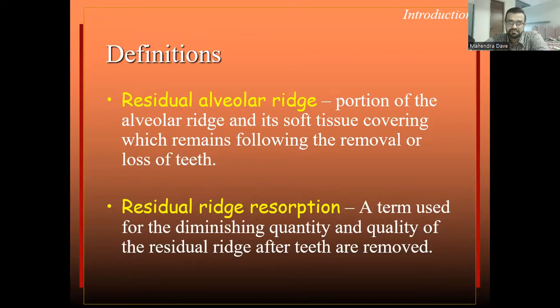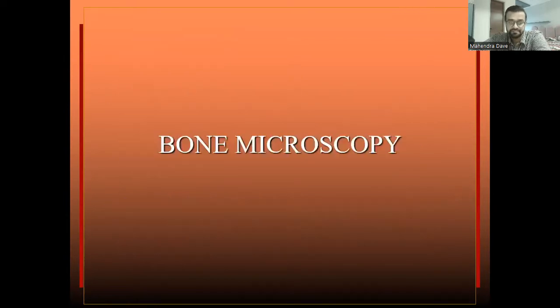Residual alveolar ridge: the portion of the alveolar ridge and its soft tissue covering which remains following tooth removal or extraction. Residual ridge resorption is a term used for the diminishing quality and quantity of the residual ridge after the teeth have been removed.